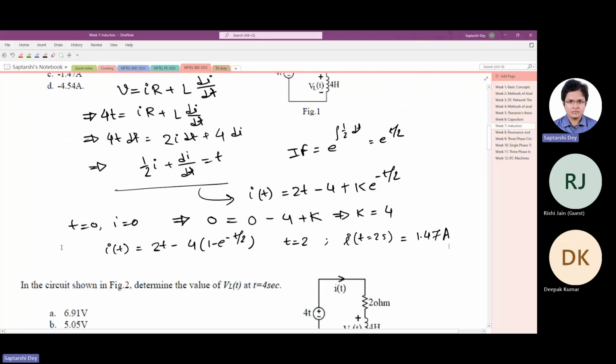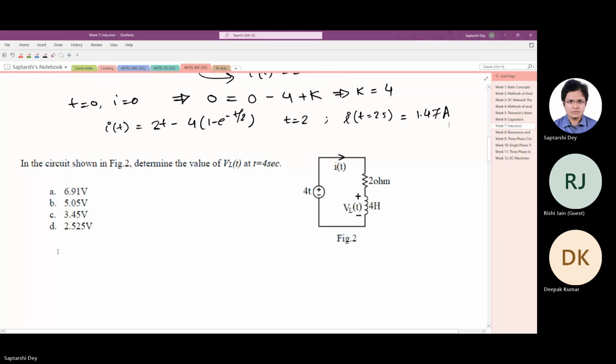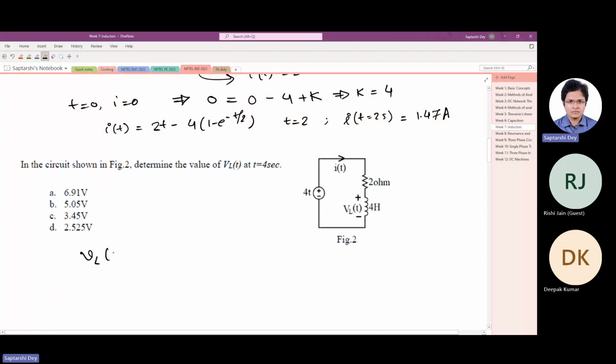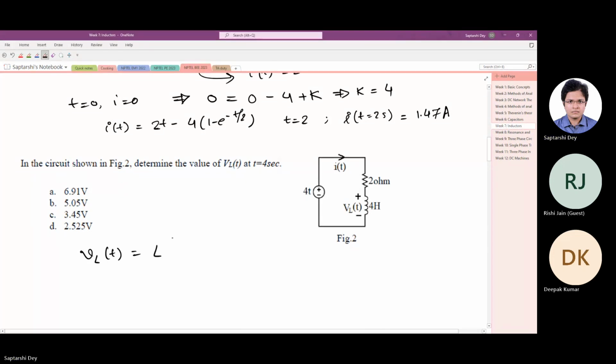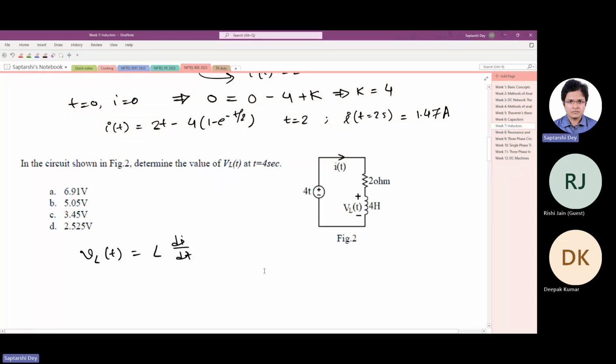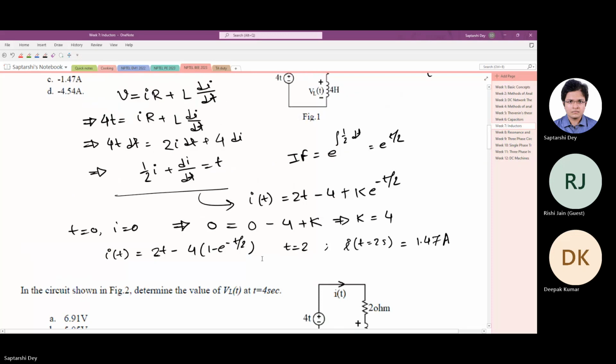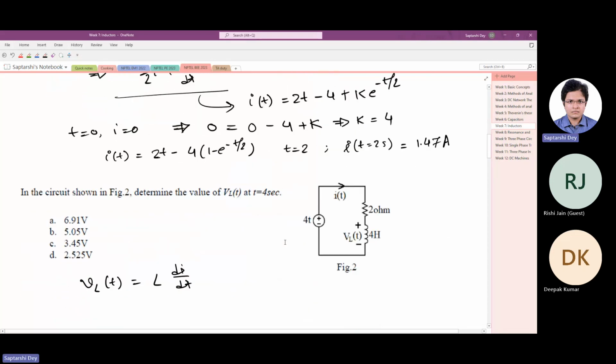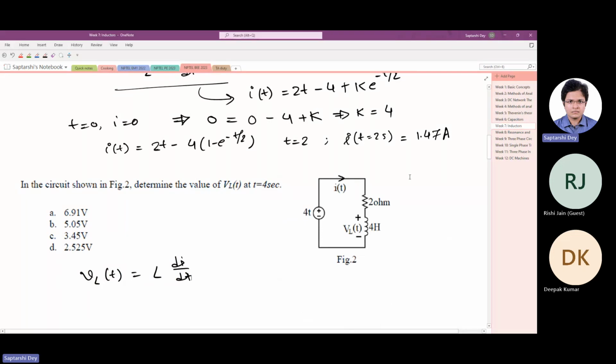Okay, we'll go to the next question. So the same question, like the last circuit only, we have been asked to find out the inductor voltage. Now we know the current expression, so all we have to do is V is L di/dt. So all we have to do is differentiate the current expression.